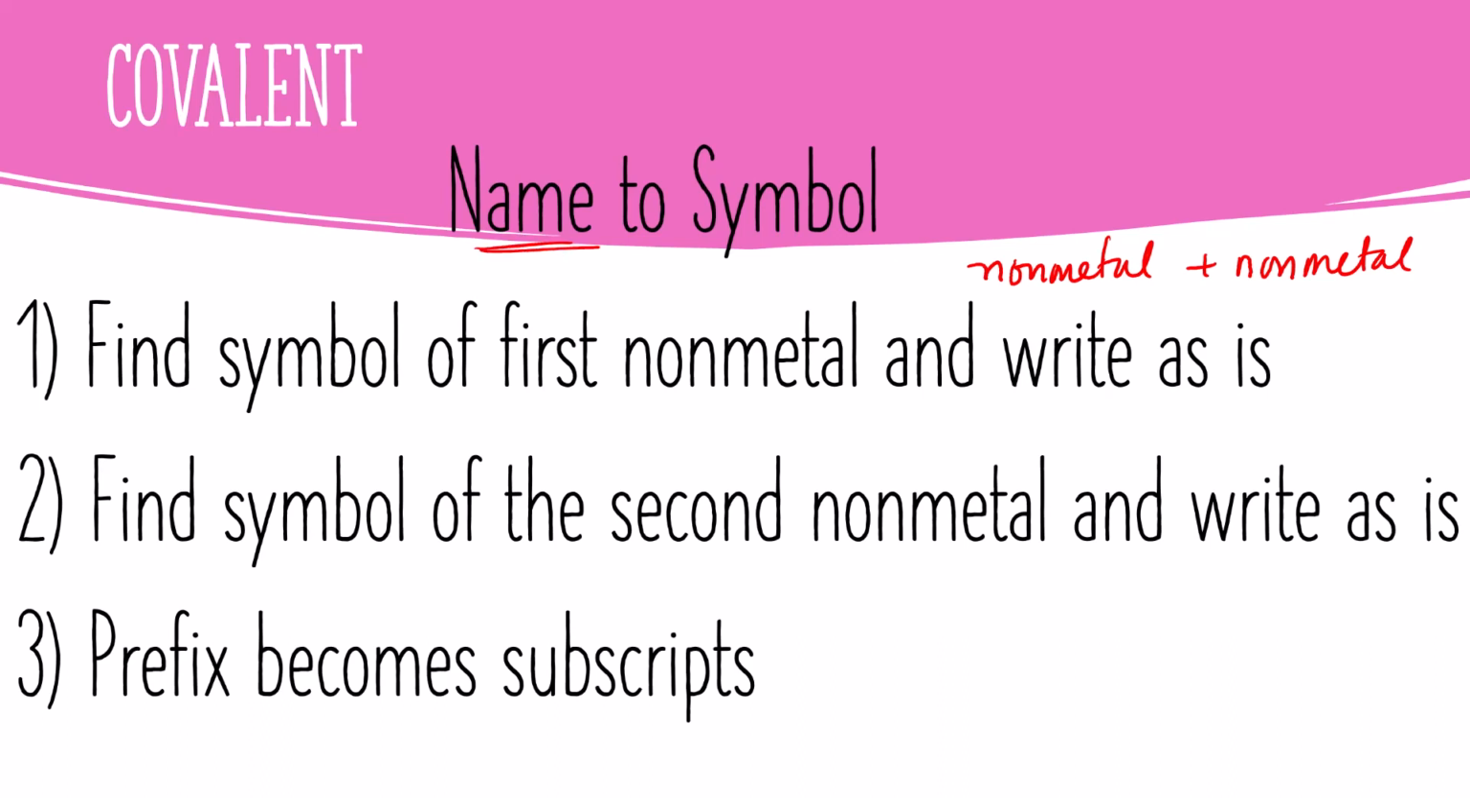First, we're going to go from name to symbol. So just like when we did ionic bonds, we're going to find the symbol of the first nonmetal and write it as is. Then we're going to find the symbol of the second nonmetal and write it as is. And last, prefixes become subscript. Remember, prefixes come before the root word. Subscripts are the small numbers at the bottom.